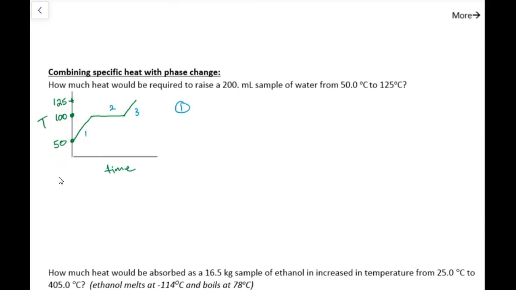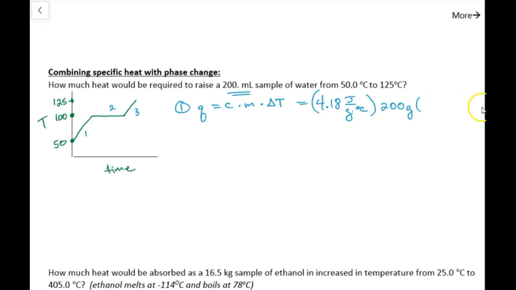So for this problem, this is going to be Q equals C times M times delta T. And the reason I know it's this equation is because I have a temperature change. Anytime that we have a slope, in other words, it's not a plateau, we know we're going to be using this equation because we have a delta T. So let's go ahead and plug in the numbers. So C for liquid water, specific heat, 4.18. Okay, my mass in this case, 200 milliliters of water weighs 200 grams.